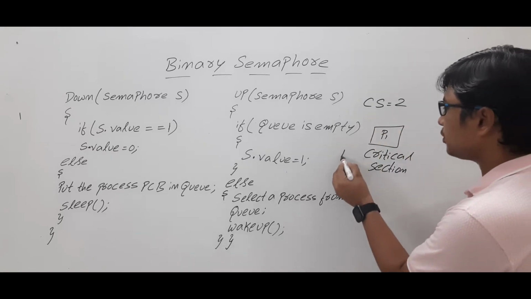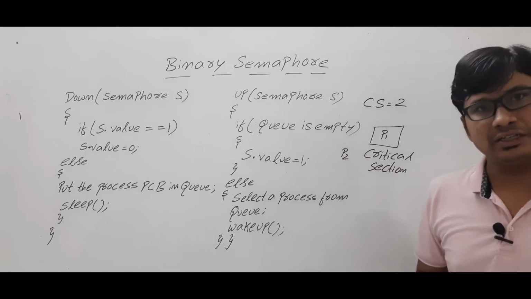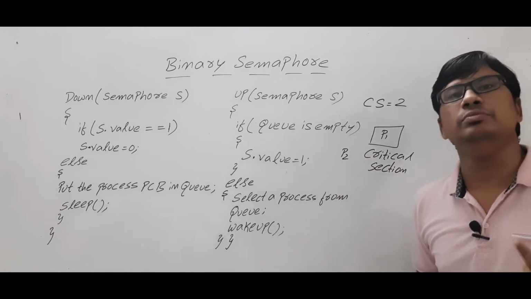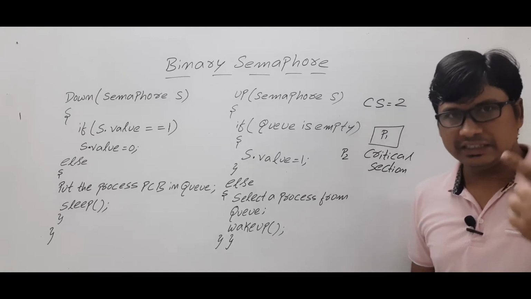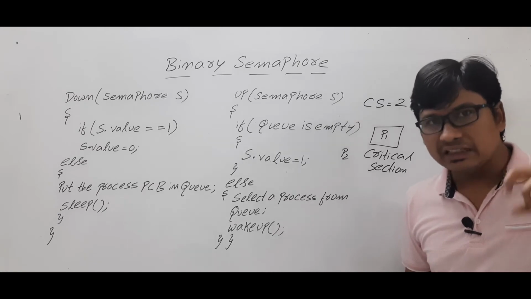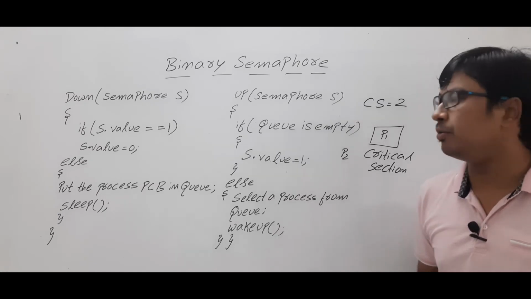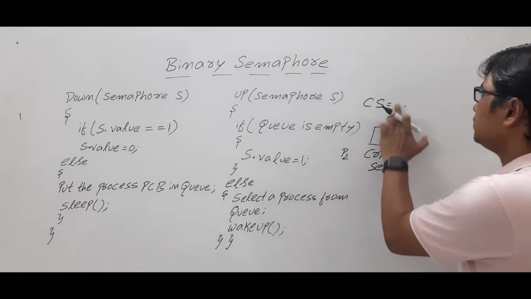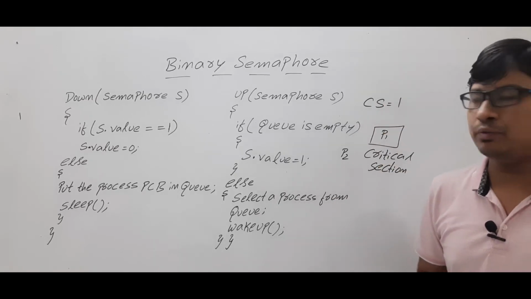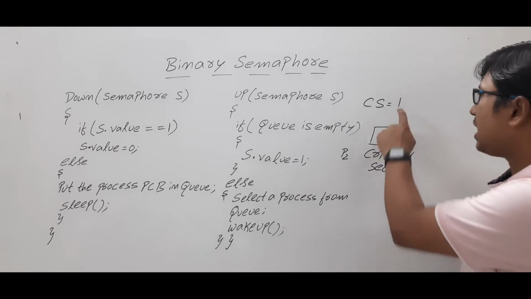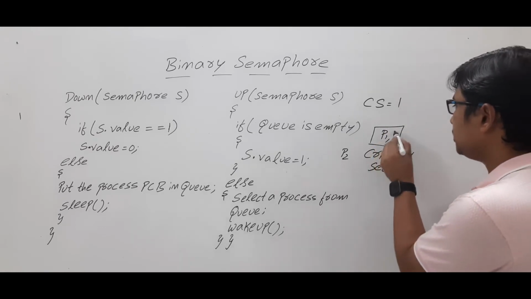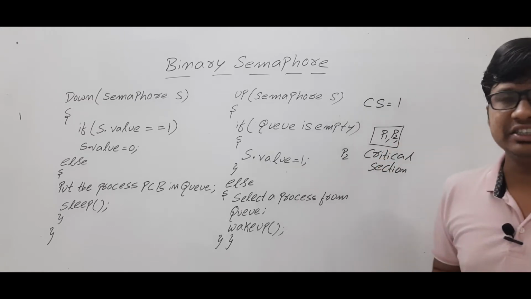Now let's take that process P2 also wants to enter into the critical section. Again, process P2 will perform the down operation. In the entry section we will perform the down operation, then we have the critical section, and at the exit section we will perform the up operation. Process P2 also reduces the counting semaphore value by 1, and this value is greater than or equal to 0, so process P2 also enters into the critical section.